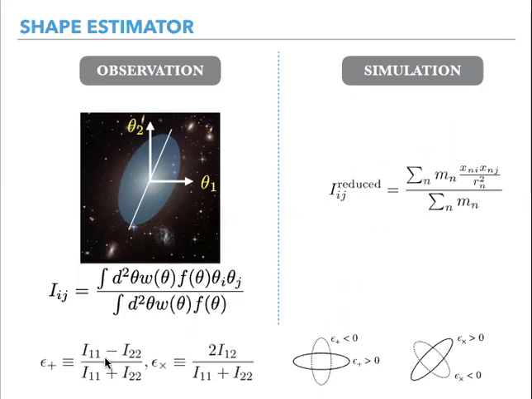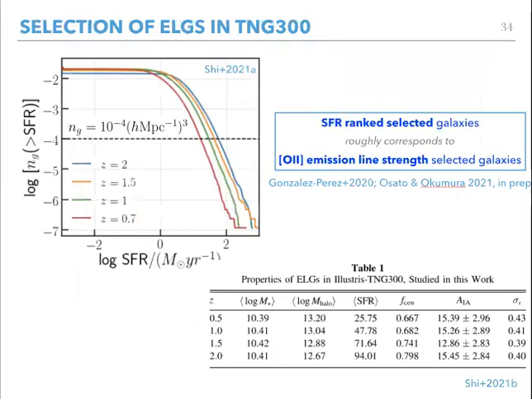With this initial tensor, we can obtain the ellipticity of the galaxies. So in our work, we first need to select emission line galaxies. This is done in a very similar way as I mentioned previously. We simply rank galaxies using their star formation rate until their number density reaches the typical number density for the emission line galaxy surveys.